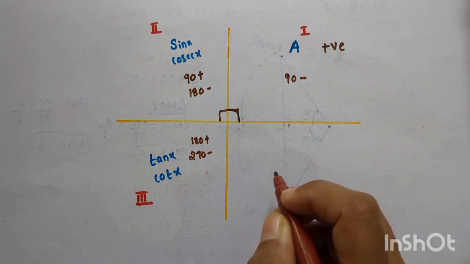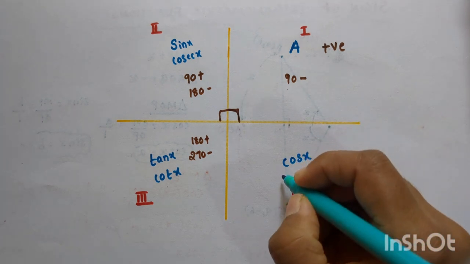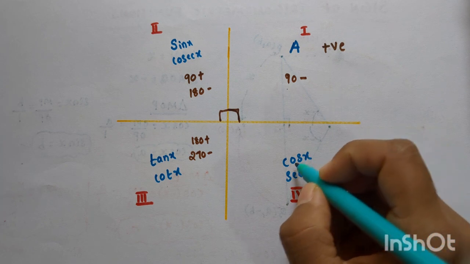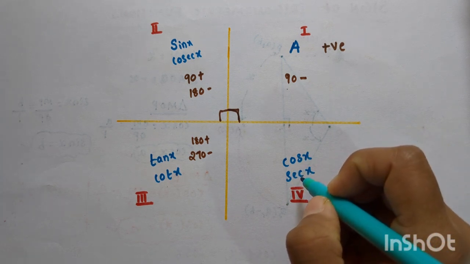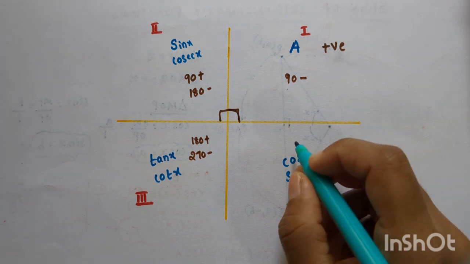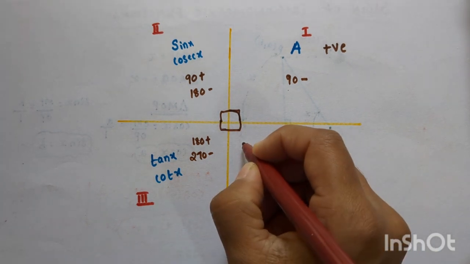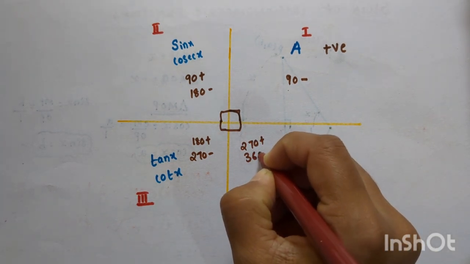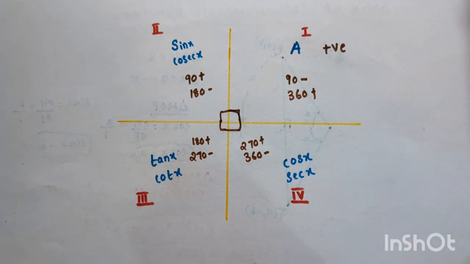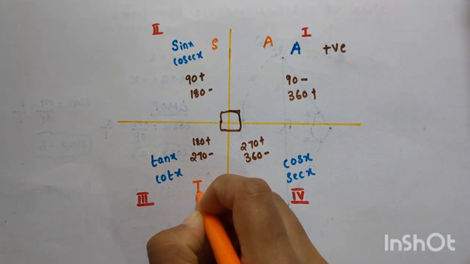Similarly, when you consider the fourth quadrant, here cos x and its reciprocal, which is sec x, are positive. The values of cos x and sec x will be positive in the fourth quadrant, and all other functions will have negative values in the fourth quadrant. So the fourth quadrant is like this: 90, 180, 270, then 360, no? So 270 plus and 360 minus. So the first quadrant is like 90 minus and 360 plus. Okay, so I'm just writing it as A, S, T, C.